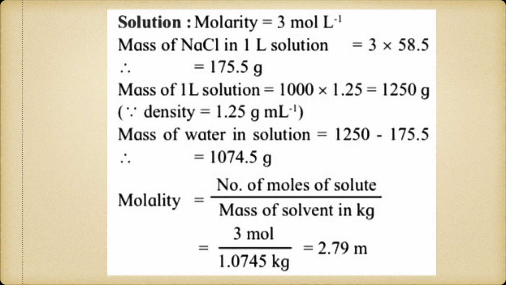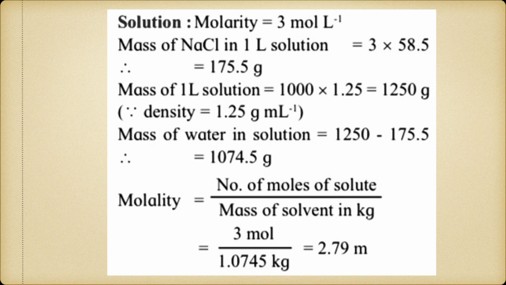So the molarity is given 3 molar, so I can write it as 3 mole liter inverse. The number of moles is also known, that is 3 moles. Now our aim is to find out the mass of solvent. Once that is known, we can directly use the formula to find out the molality. To find that, first we have to understand the mass of solute and mass of solution, because over here the solution is given. So mass of NaCl in 1 liter solution will be equal to what?